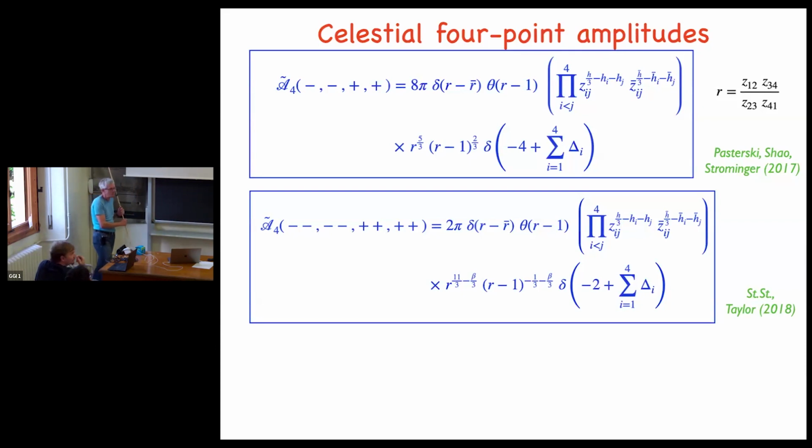Beta is the sum over these deltas. Yeah, thank you. So beta is the sum of these deltas. Yeah, all 4. Sorry, that's a good point. On the celestial sphere, exactly. Yes, for these 4 conformal primaries.